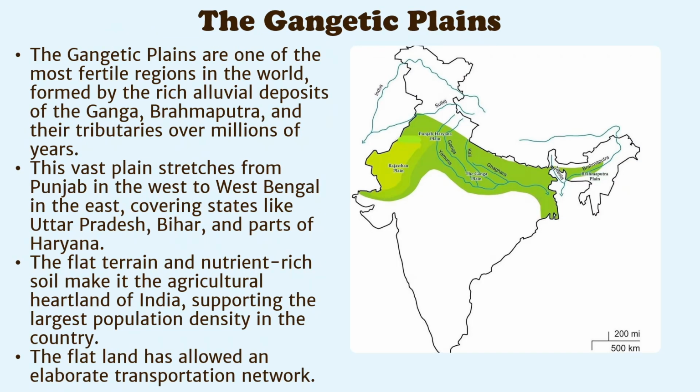Next, we have the Gangetic Plains. These plains are formed by the river Ganga, Brahmaputra, and its tributaries. The river deposits rich alluvial soil, making the region one of the most fertile areas in the world. This region stretches from Punjab to West Bengal. Because the land is flat and fertile, farming is highly developed here. Major crops grown are wheat, rice, and sugarcane. This region also has very high population density.